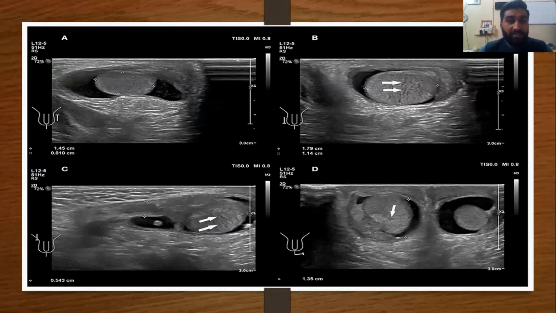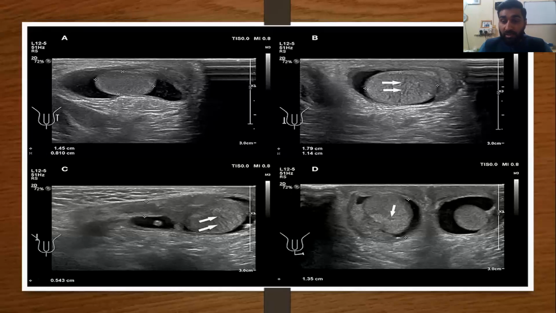Image A represents a spermatic cord torsion with the reactive hydrocele and thickened scrotal walls with no flow on color Doppler. Similarly, in image B, you can see the parenchyma is disturbed and altered with some septae, and the arrows are indicating these septae. And in image C, there is a thickening of the spermatic cord, and it is even more than 0.5 centimeter.